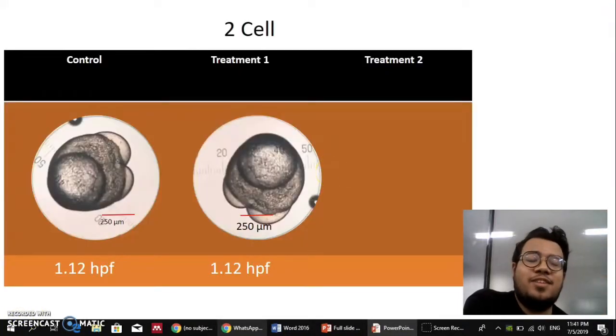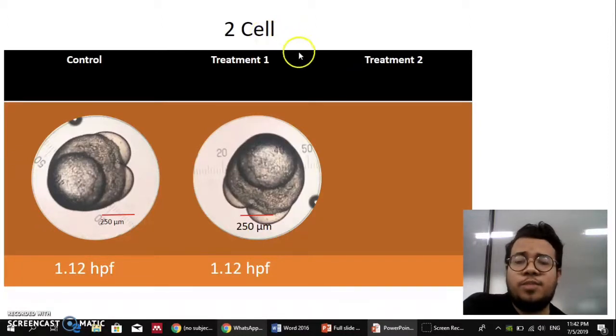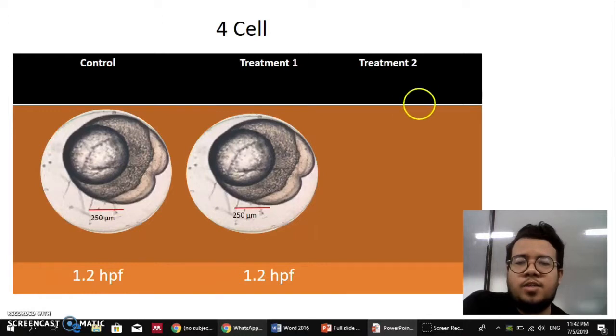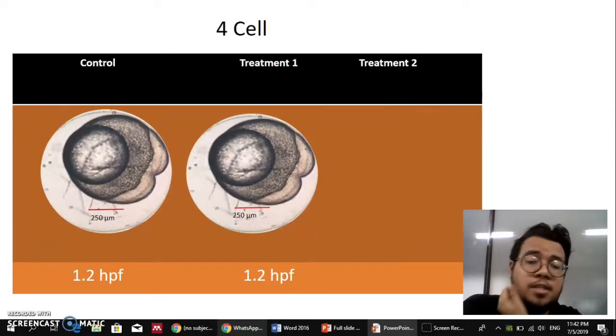So these are the results of the embryogenesis lab. You can see on the screen right now, this is the 2 cell formation, which can be seen happening at the same time for both control and treatment 1. But for treatment 2, it is not available because the development of the cell is a bit faster than the others. So this is the 4 cell development for both control and treatment 1.